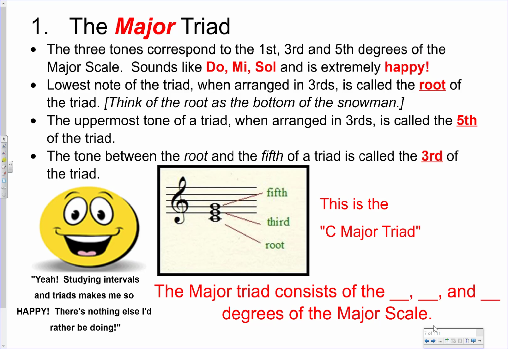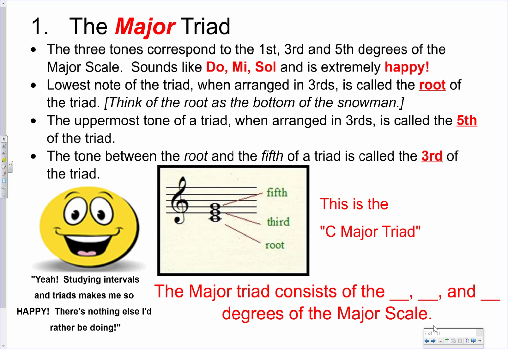The lowest note of the triad, when arranged in thirds, is called the root of the triad. Think of the root as the bottom of the snowman. The uppermost tone of the triad, when arranged in thirds, is called the 5th of the triad. And the tone between the root and the 5th of a triad is called the 3rd of the triad.